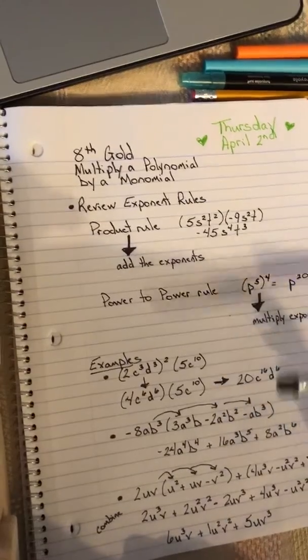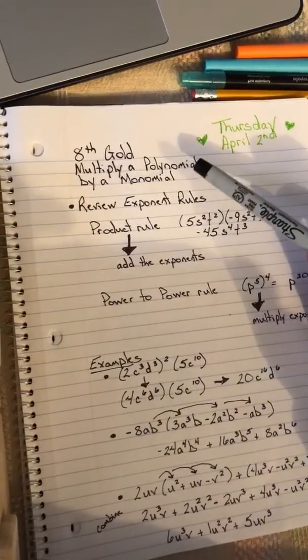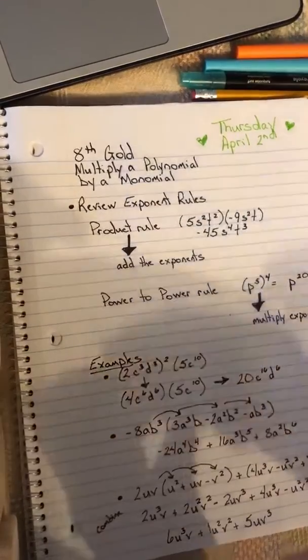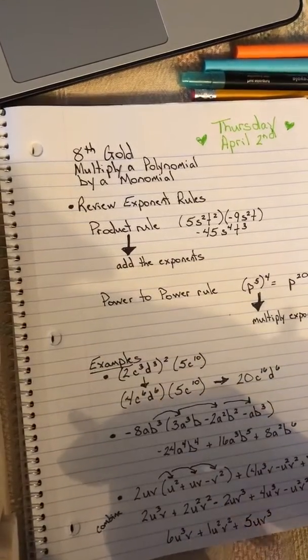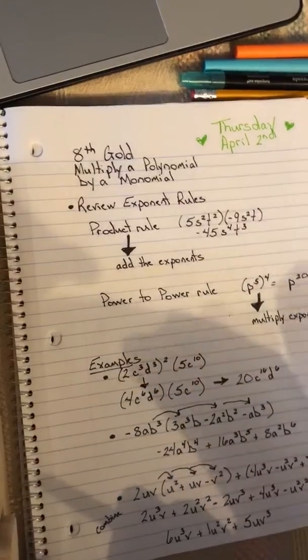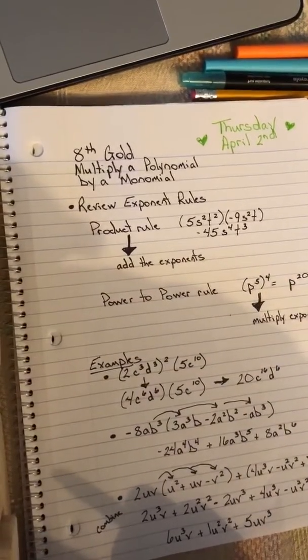Our lesson today is on multiplying a polynomial by a monomial. Remember, a monomial means there's only one term. So we're taking one term times other terms.